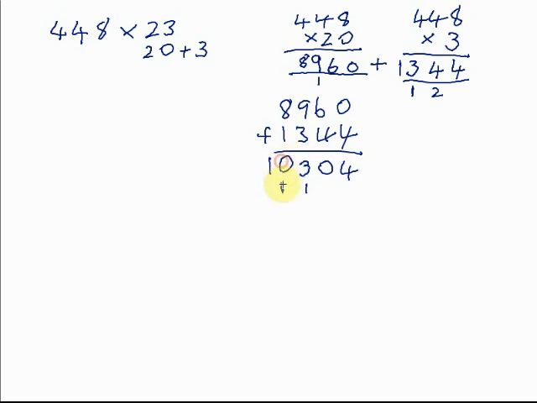So we've got 10,304. And so 23 times 448 is 10,304. Now what about division? Well, let's suppose I wanted to divide 448 again. Take 448, and this time I wanted to divide it by, let's suppose, 28. How would I do that?